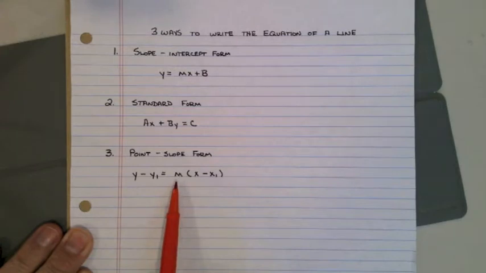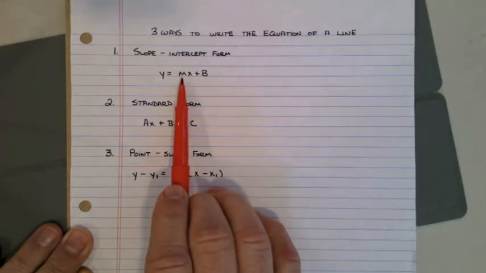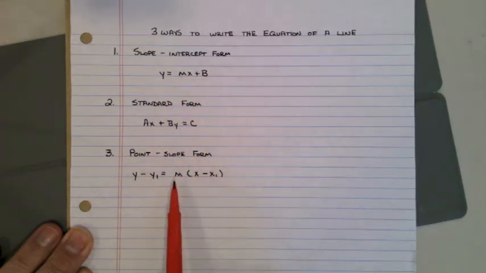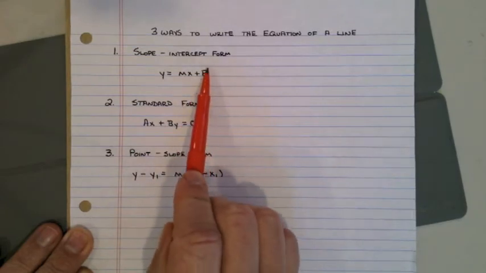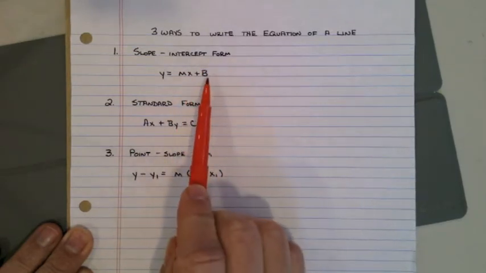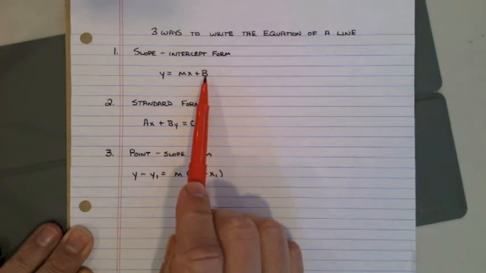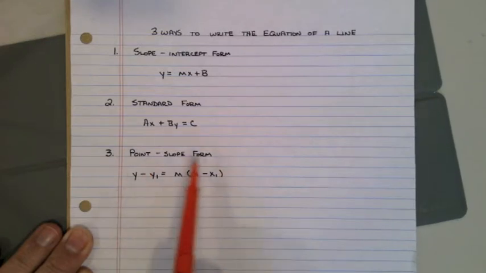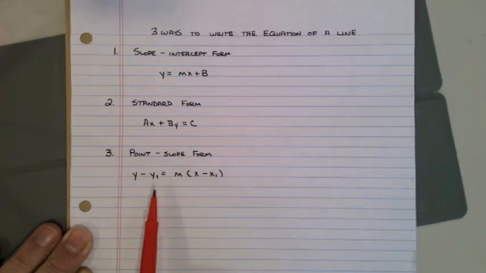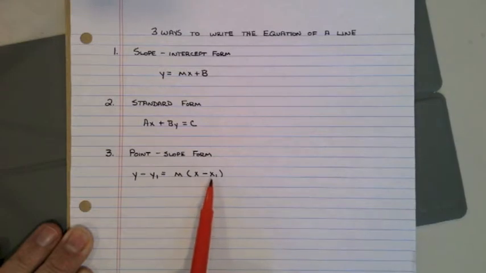In this equation right here, we've got one thing that we're familiar with. M represents the slope. So whatever the slope of this line is, we're going to put it right here. Now, for slope-intercept form, we have to have the y-intercept. That's the point we have to use, and we have to put it right here. For point-slope form, I can use any point on this line. Any point on this line would go right here. The x-coordinate would go right here, and the y-coordinate would go right here.